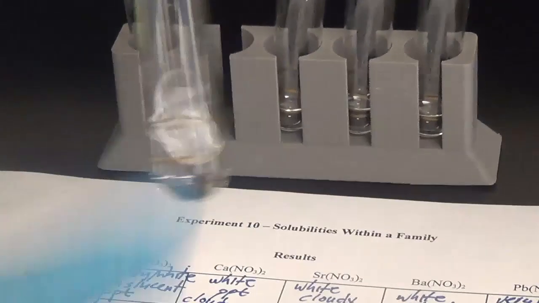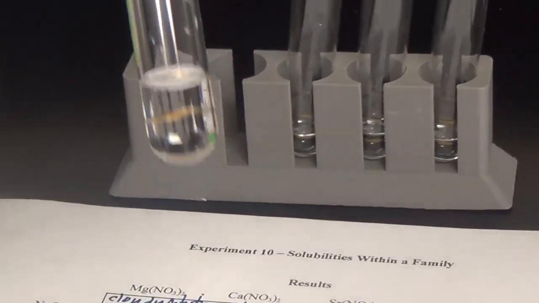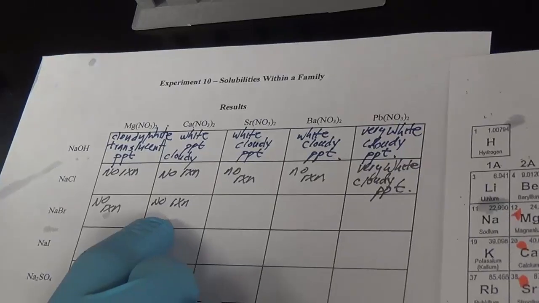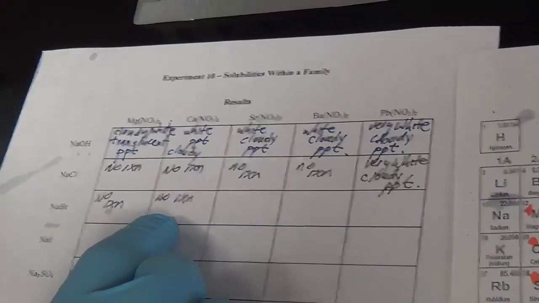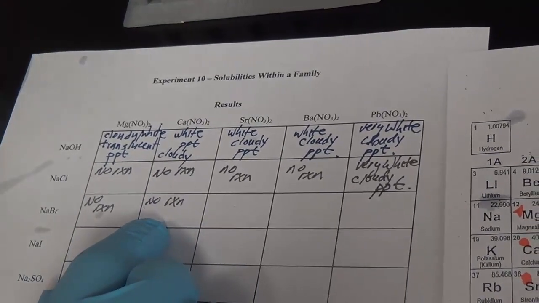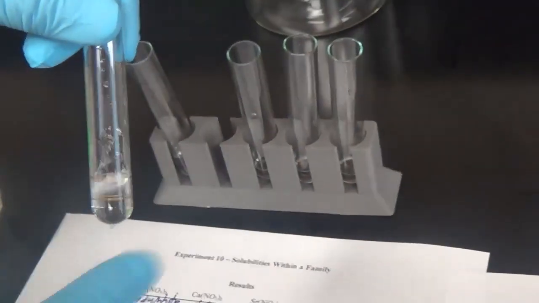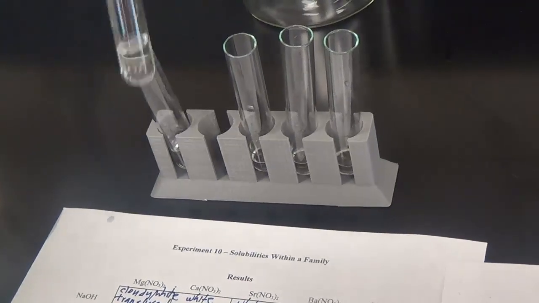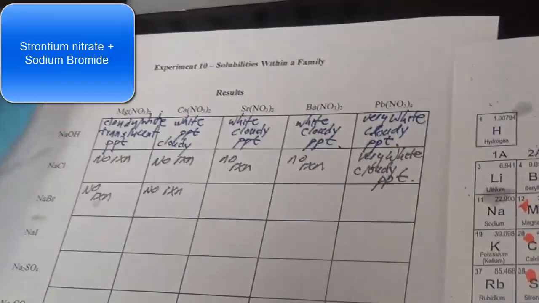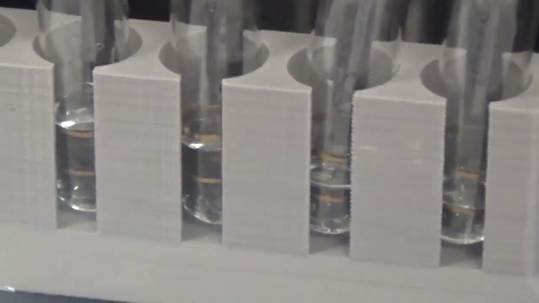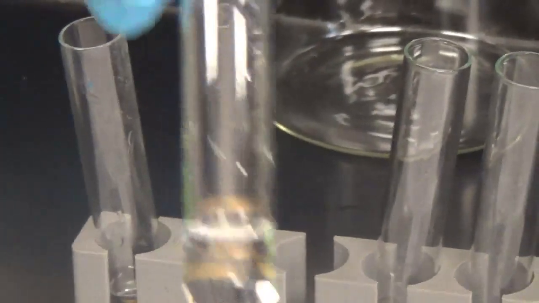Same situation. Looks to me like we have no reaction, no precipitate. All right, so doing calcium nitrate and sodium bromide, we have no reaction. Okay, doing that mixing there, no precipitate, no reaction. Sodium bromide and strontium nitrate. Seems like there is no precipitate going on here. And I'm going to write no precipitate, no reaction.